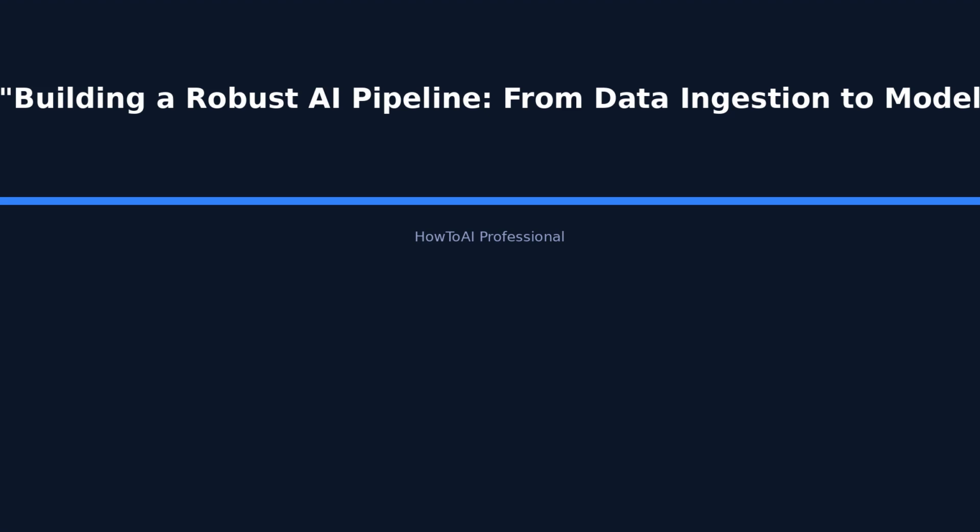Conclusion. We've covered a lot of ground today, from data ingestion to model deployment in production-ready systems. Building a robust AI pipeline is no small task, but by following these steps and best practices, you can create a system that is not only efficient but also reliable and capable of delivering valuable insights. Remember that the field of AI is continuously evolving, with new tools and techniques emerging regularly. Keeping up to date with the latest advancements will help you refine your pipeline further and adapt to the changing landscape.